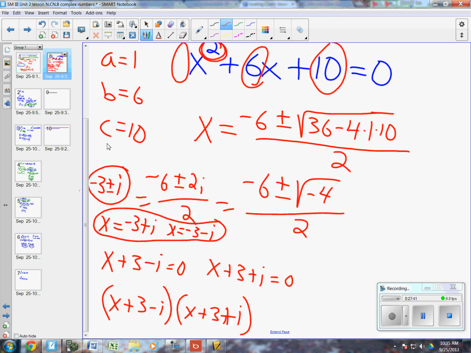If you solve a third degree polynomial, guess how many solutions you're going to get? 3. If you solve a fourth degree polynomial, guess how many solutions you're going to get? 4. Okay? And what I want to show you right here is if you're going to get two solutions, you're going to get two factors. And if you multiply those two factors together, you're going to get the original polynomial expression. Okay? This is a lot to take in, huh?